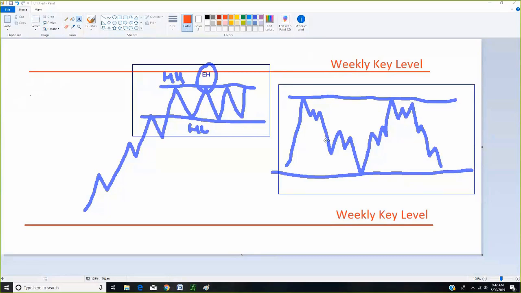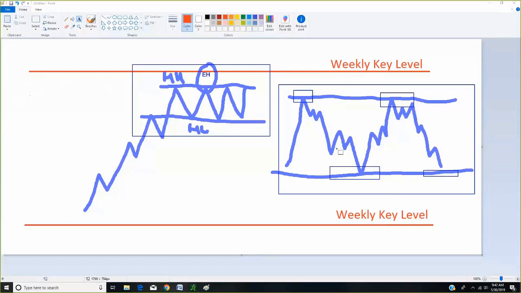Now, again, it might not look exactly like that, but our job as a trader is to recognize these extreme highs, extreme lows down here, and decide what is the market communicating. So this is phase number two, sideways consolidation, right?